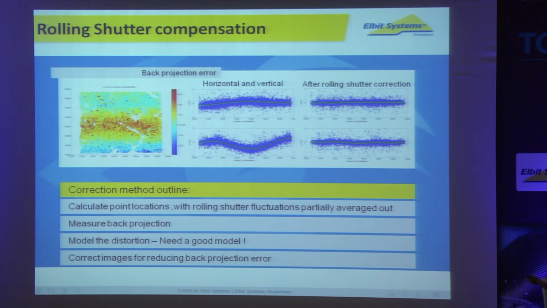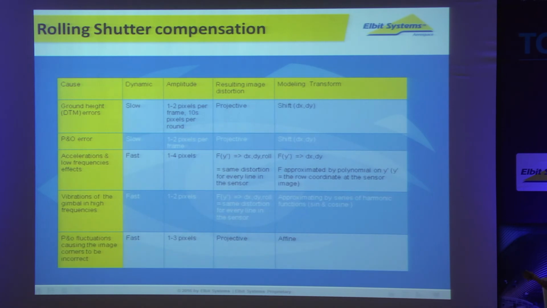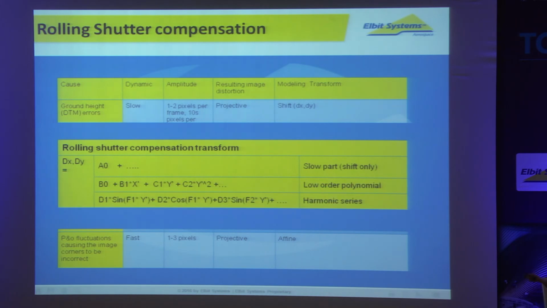Luckily, I'm skipping a few steps here because the time is running out. Luckily, we do have a good model because we have a good understanding of our platform. And we mapped each cause of noise in those images and a good modeling transform for them. So we have ground height errors, for example, which can be modeled by shift, and we have accelerations and low frequency effects, which can be modeled by polynomials. And we have vibrations of the gimbal and high frequencies, which can be approximated by a series of harmonic functions. So here's our model that accounts for all these noise factors.